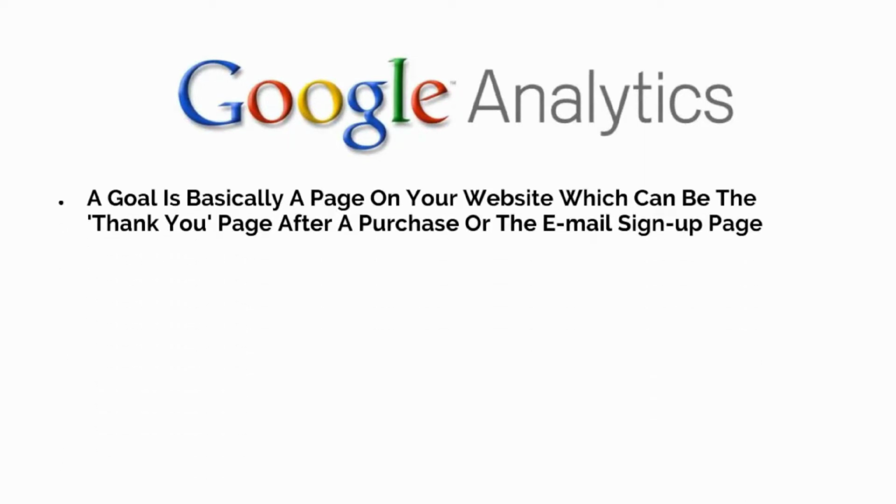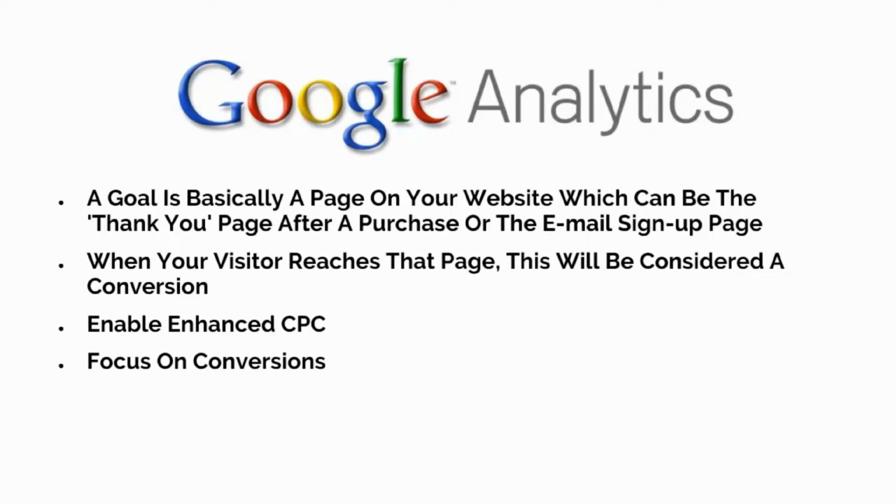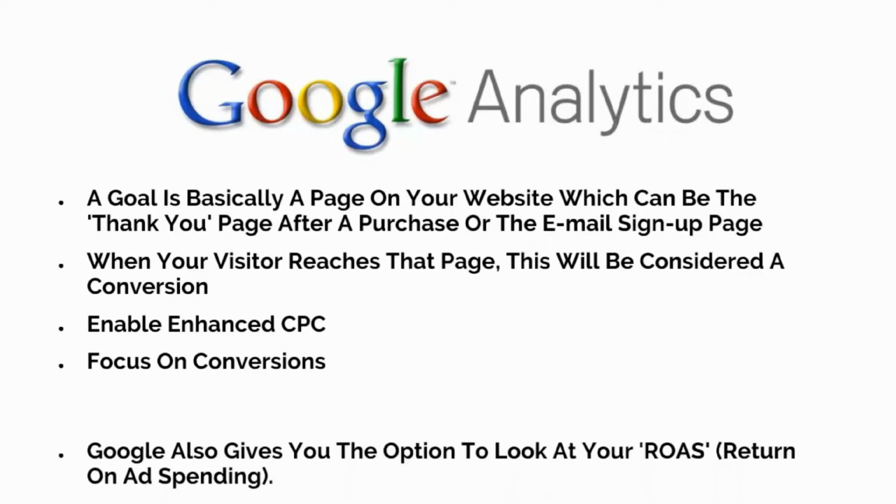up a Google Analytics account, and then you'll need to set up a goal. A goal is basically a page on your website which can be the thank you page after a purchase or the email sign-up page. When your visitor reaches that page, this will be considered a conversion. Now select Enable Enhanced CPC and then the Focus on Conversions box. Now you'll be telling Google to automatically tweak your advert in order to optimize the cost per acquisition.